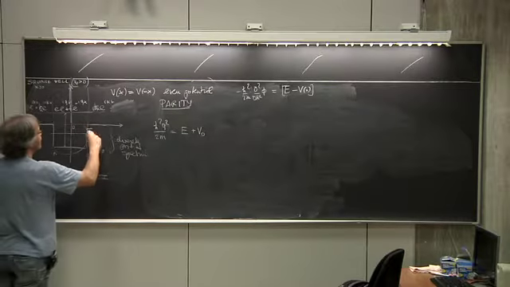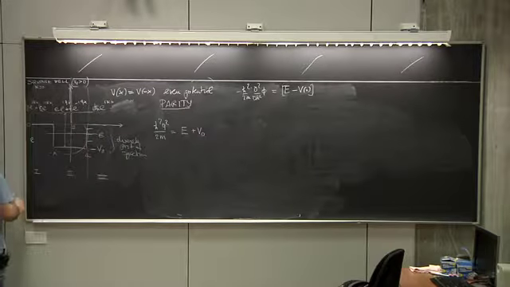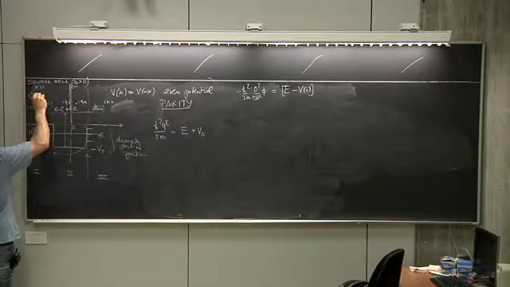E now negative, but greater than minus V0. Here. Okay? So case, say 2. Case 1 was E greater than 0.